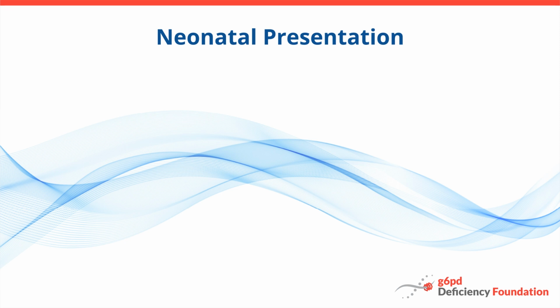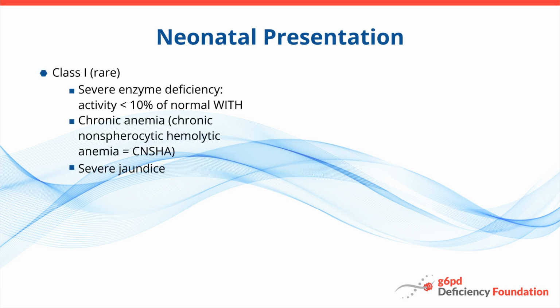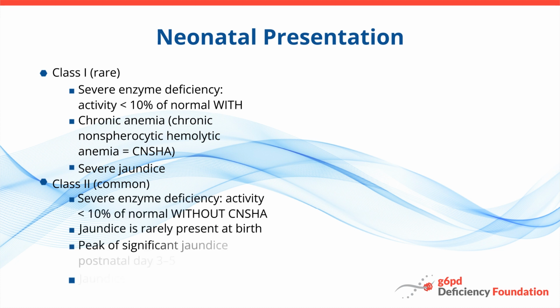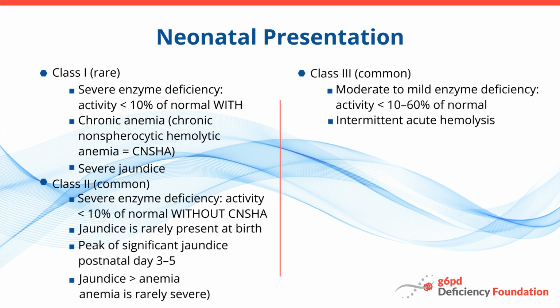In addition to enzymatic level and rate of hemolysis, the World Health Organization has also classified neonatal presentations based upon specific clinical manifestations. Neonates with Class 1 G6PD deficiency present with jaundice and anemia during the early postnatal period. Experiencing chronic hemolysis, these infants are at immediate risk to develop severe hyperbilirubinemia.